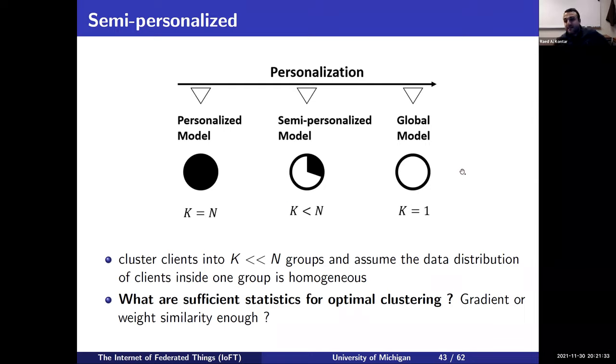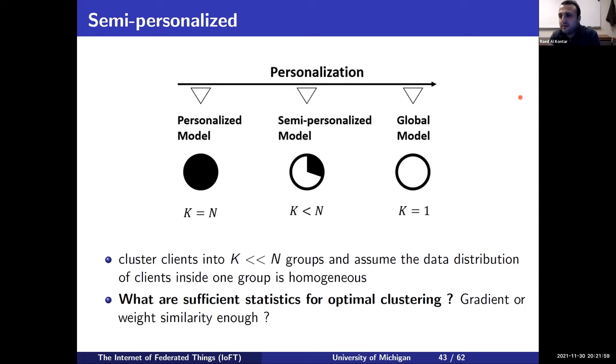But semi-personalization is very challenging, because in a federated system, how can you cluster clients? If you're sharing weights, are weights of a neural network enough to do clustering? Probably not. Actually, the answer is no. Are gradients enough to do clustering? Because in a centralized regime, how do we do clustering? We have all our data.